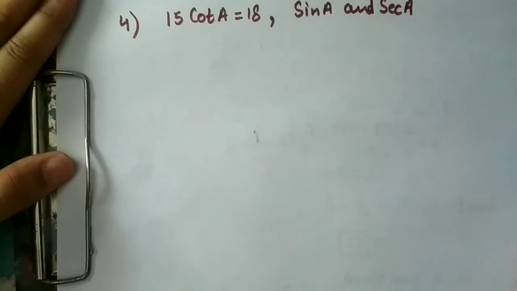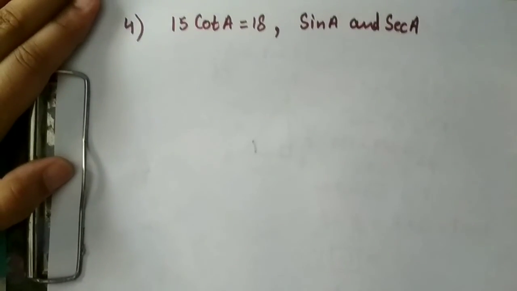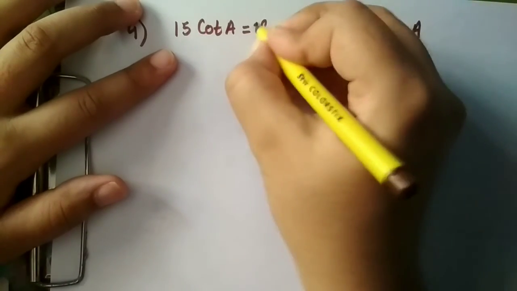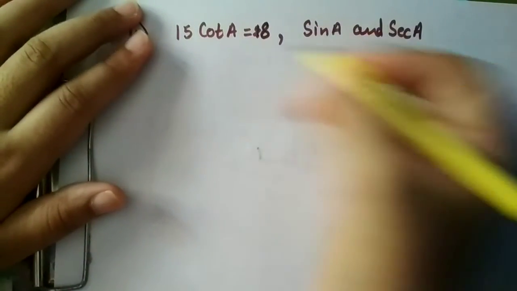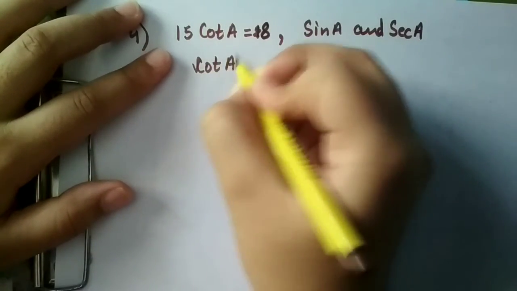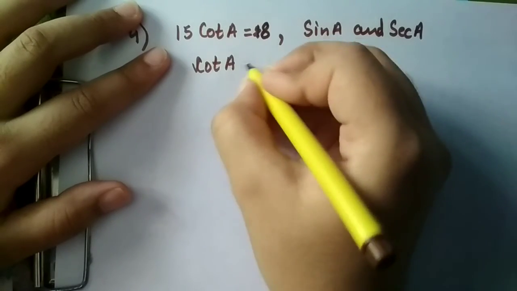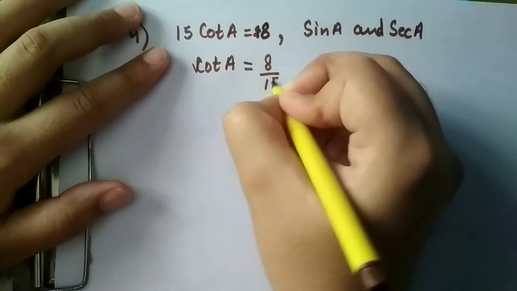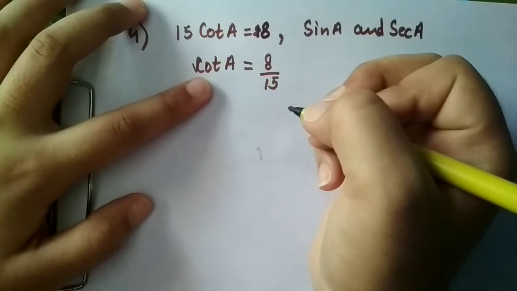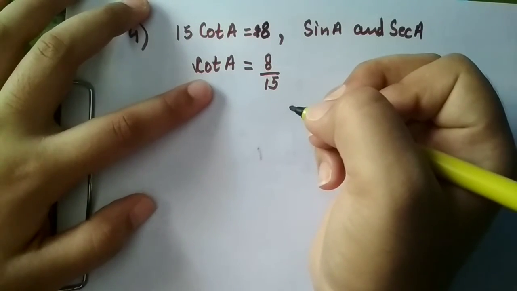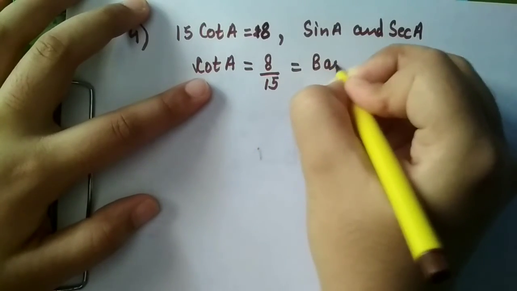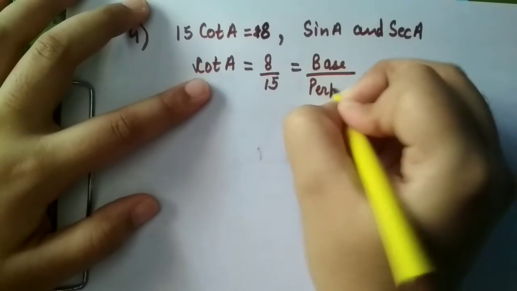We have to find the value of sin A and secant A, given that 15 cot A is equal to 8. So from here you can see that if you shift 15 here, you will get cot A is equal to 8 upon 15. And you know that cot is reciprocal of tan. If tan is perpendicular upon base, so cot is base upon perpendicular.